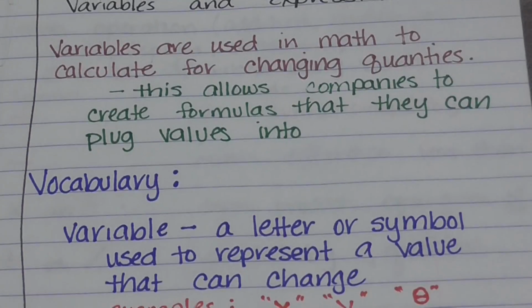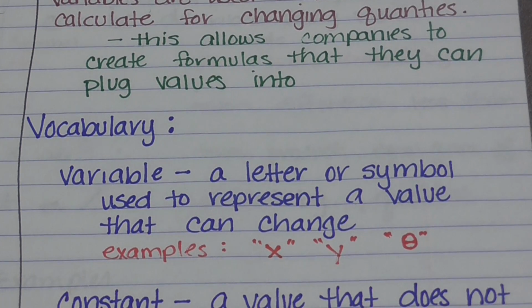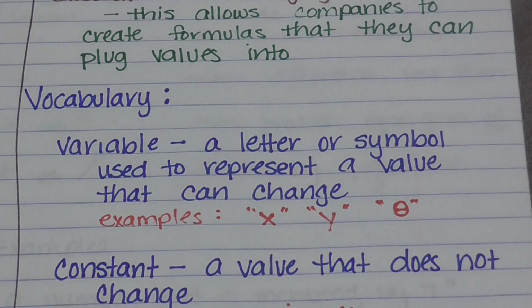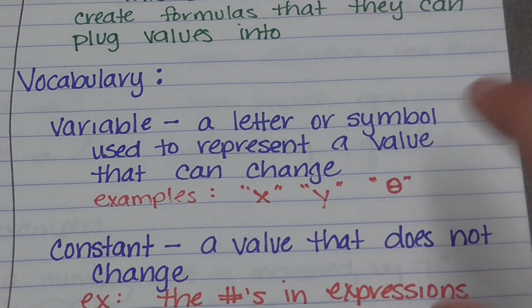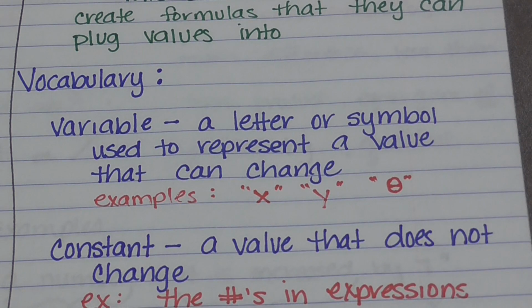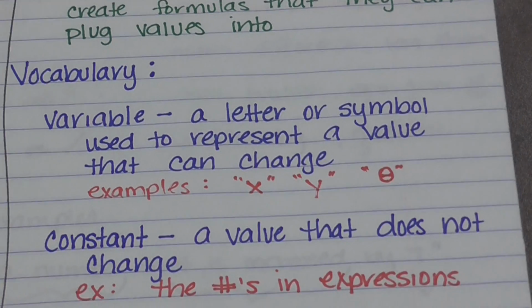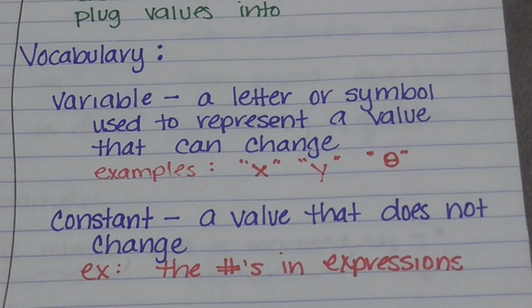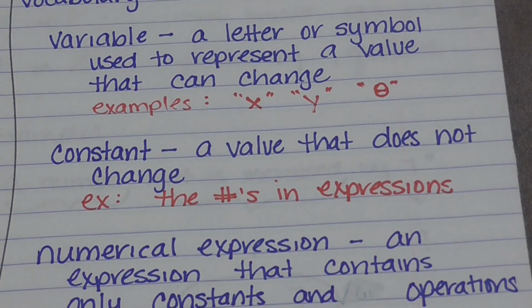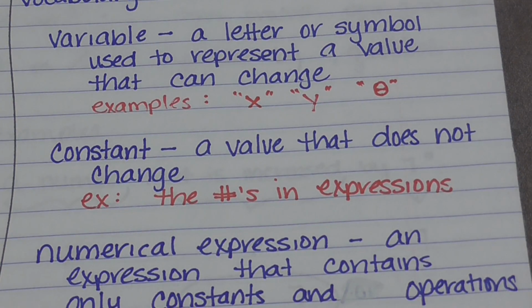All right, so some vocabulary that comes along with this. First of all, a variable. A variable is a letter or symbol used to represent a value that can change. So some examples that you're going to see commonly are the letter X, the letter Y, and this is the Greek letter theta. This is a value that is used to represent angles, which is more of a geometry trig thing, but you will see it one day. So a constant's a value that does not change. This is the numbers that are in the expressions.